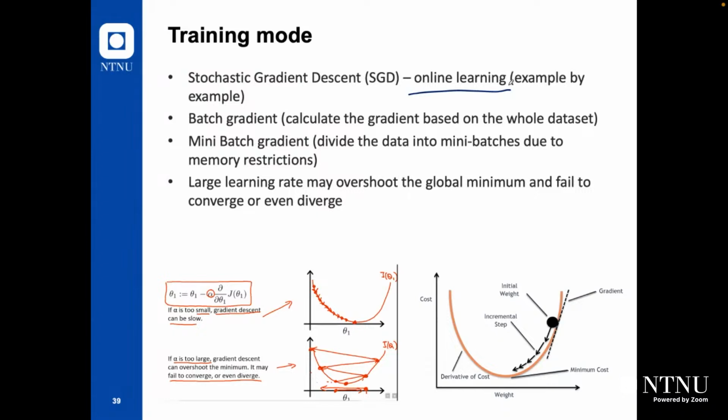In batch gradient descent, we calculate the gradient based on the whole data set. So we have this average gradient, and we will use this mean gradient for adjusting the weights.